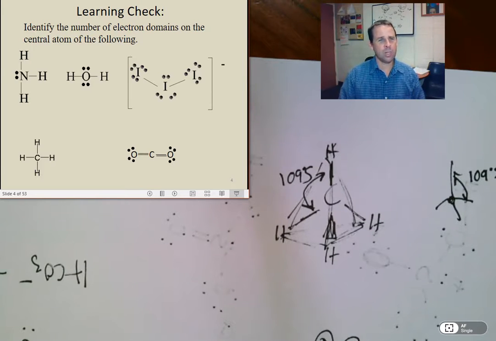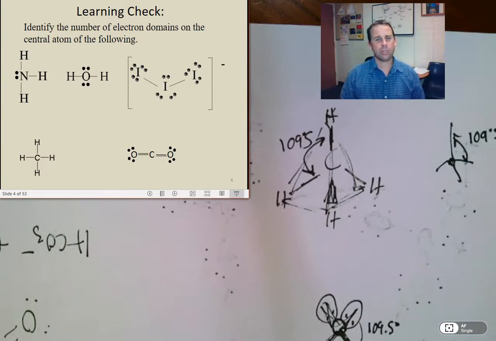So, we see that what's most important about determining the shape of the molecule, especially when we have these small molecules with the central atom and stuff around the outside, is the number of regions of electron density around the central atom. So, for example, here we have nitrogen, and then there's one, two, three, four regions of electron density. So again, these four regions of electron density would assume an angle of 109.5 from each other, all right?